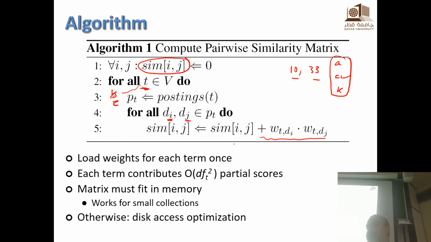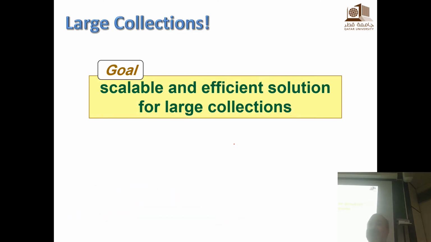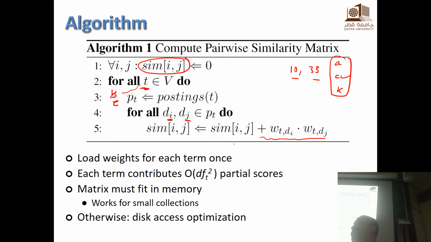So is that algorithm clear? Okay, keep that in mind. Now, the goal is to have a scalable and efficient solution for large collections. So that will be good for small collections, where the matrix will fit in memory. Remember, what is the size of the matrix? If we have n documents, what will be the size of the similarity matrix? N by n, right? Which is n squared. And if we have 1 million documents, which is a small number of documents, it is 1 million by 1 million, right? That's a huge size. Okay.